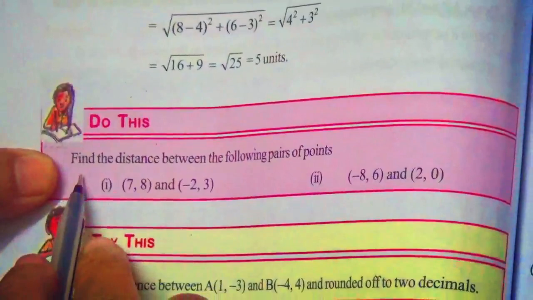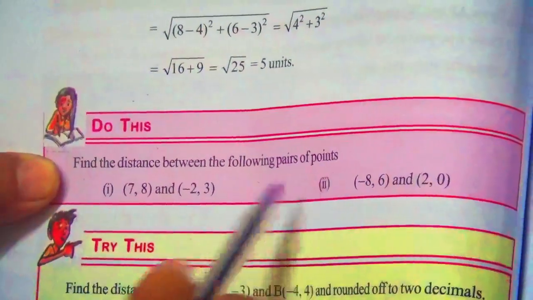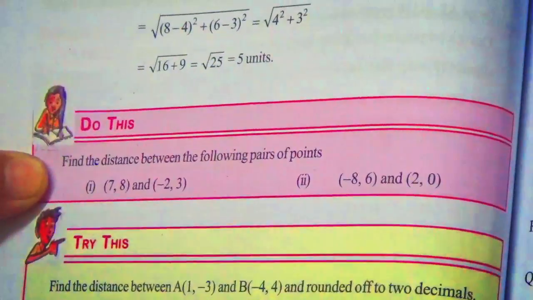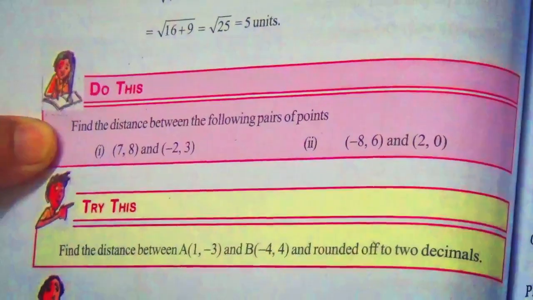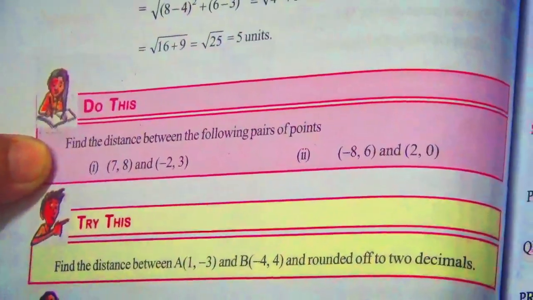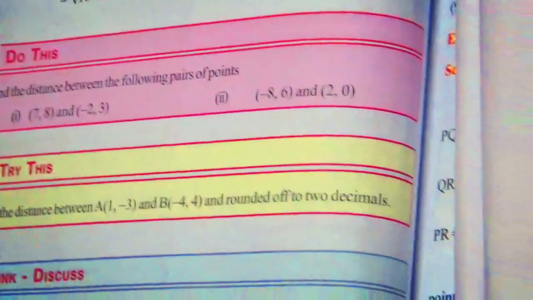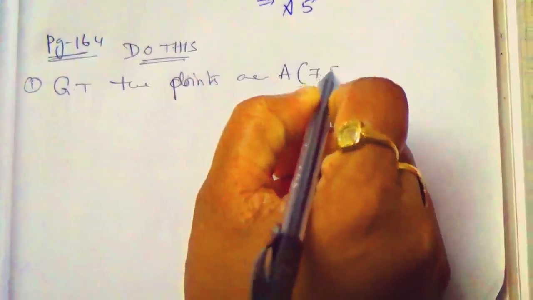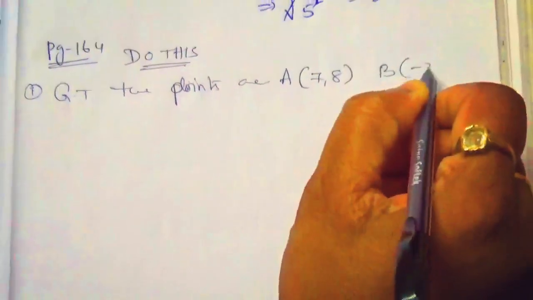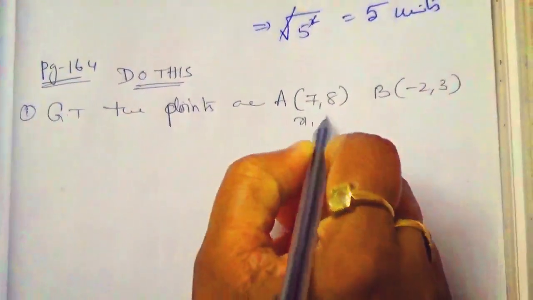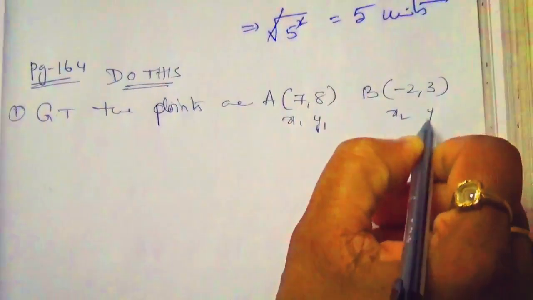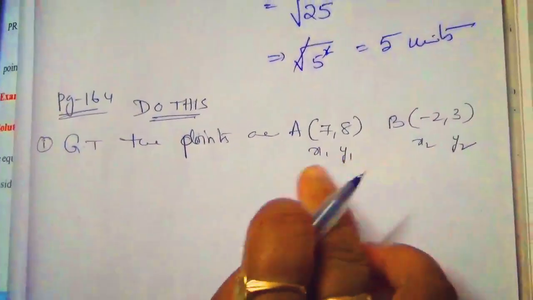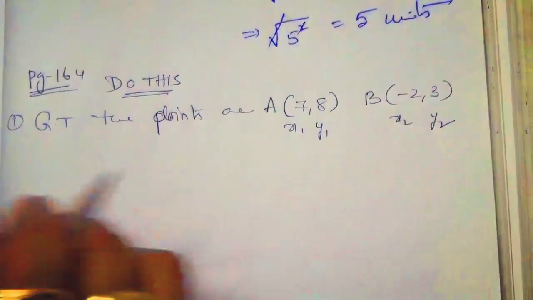So what is the first sum? Find the distance between the following pairs of points. We have to find out the distance between the points. Given that the given points are A(7, 8) and B(-2, 3). We are taking these points as x1, y1, x2, y2.